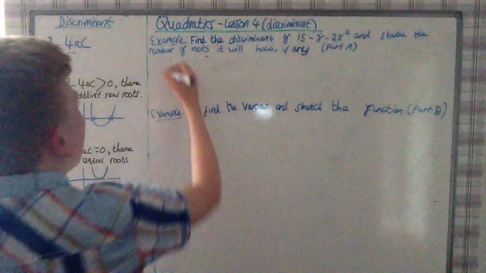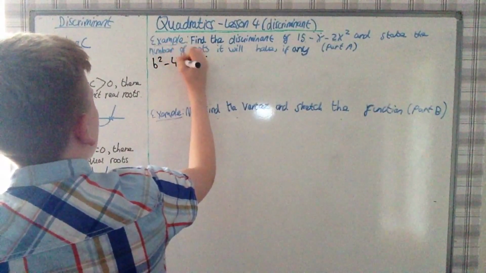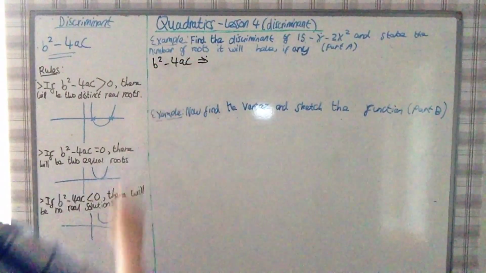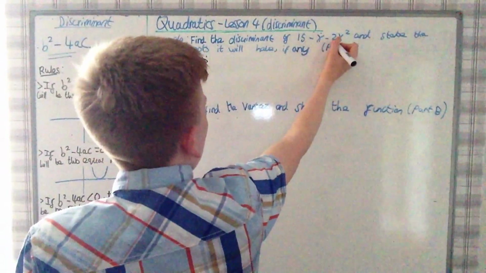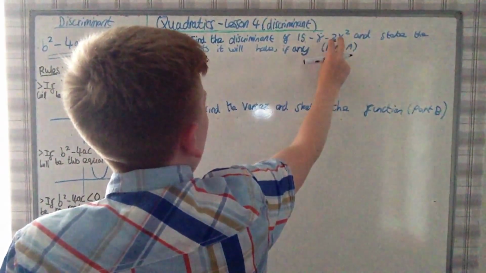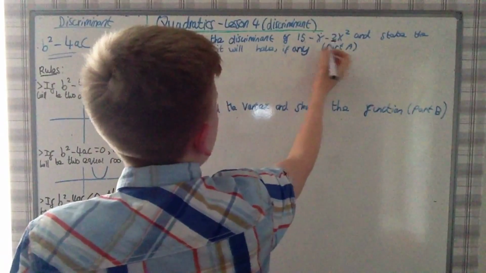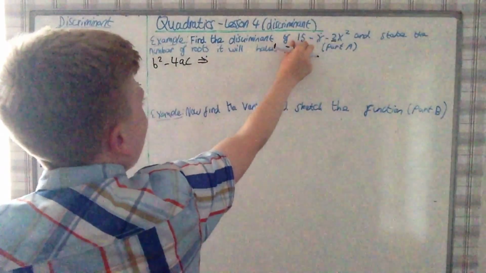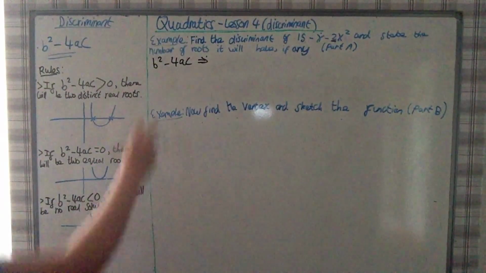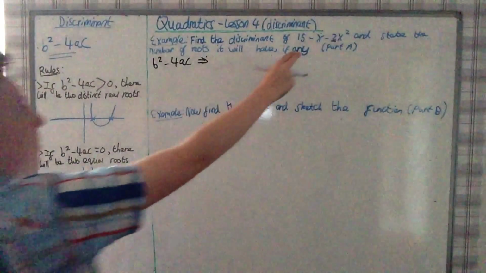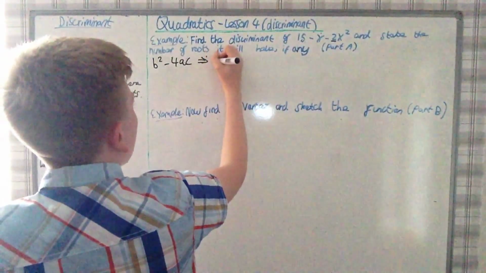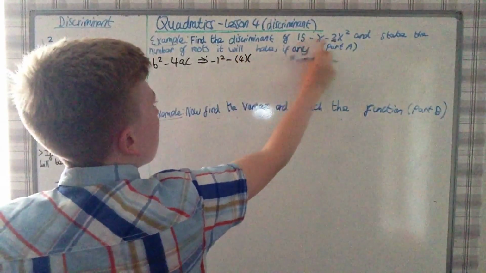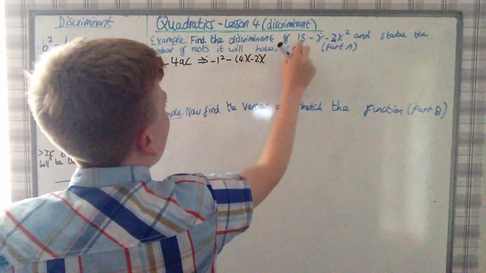The first thing we have to do is quote the discriminant to show we know what we're doing, and then substitute our values into it. Looking back to our last lesson, the coefficient of x squared, in this case minus 2, is our a value. The coefficient of x, in this case minus 1, is our b value, and 15 is our c value. So with b squared minus 4ac, we get minus 1 squared, minus 4 multiplied by a, which is minus 2, multiplied by c, which is 15.